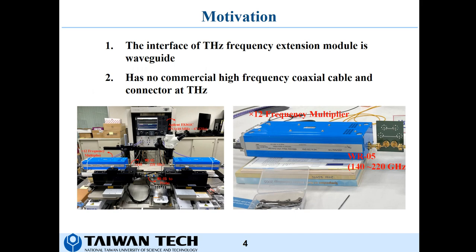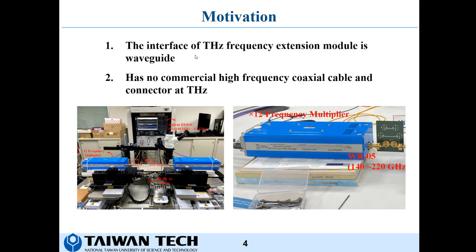Because the terahertz signal is commonly generated by the frequency extension module, as you can see in the figure right here, we will use the frequency multiplier to multiply a relatively low gigahertz signal up to terahertz, and then connect to a conventional waveguide at the output of the multiplier. Also, it serves as the input signal of the terahertz component, as in this figure.